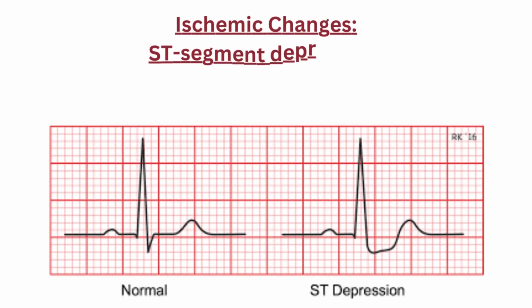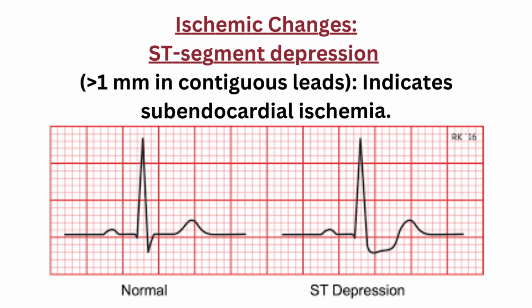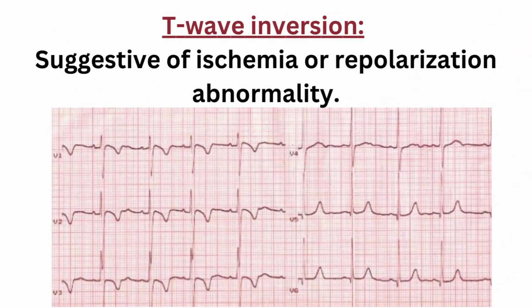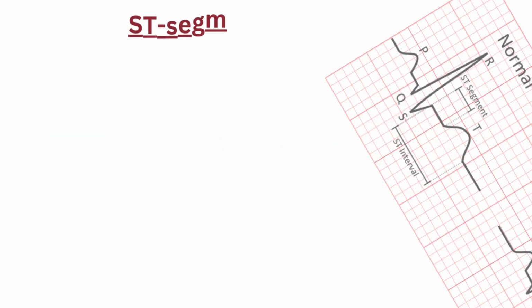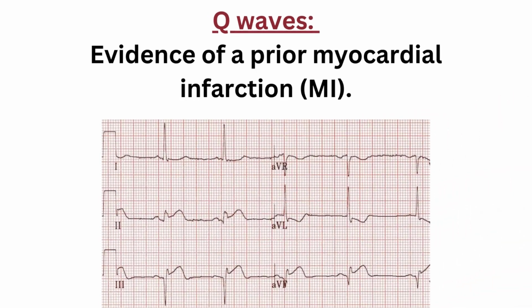Ischemic changes: ST segment depression, greater than 1 mm in contiguous leads, indicates subendocardial ischemia. T-wave inversion, suggestive of ischemia or repolarization abnormality. ST segment elevation indicates transmural ischemia, for example, STEMI. Q waves, evidence of a prior myocardial infarction, MI.